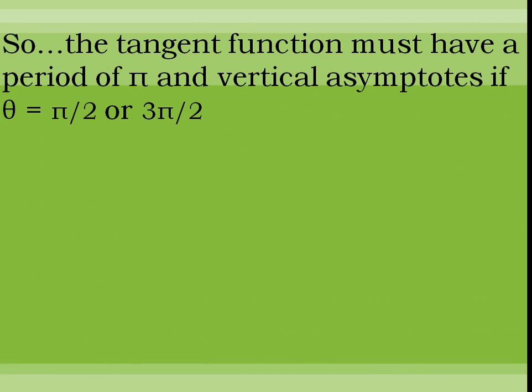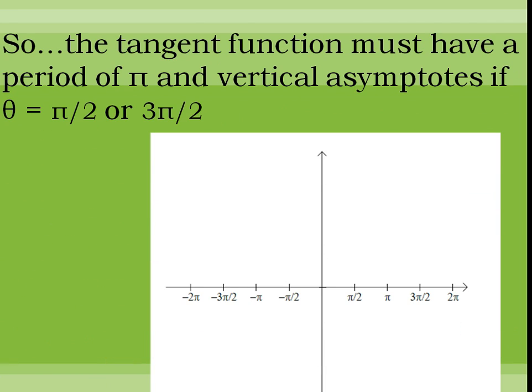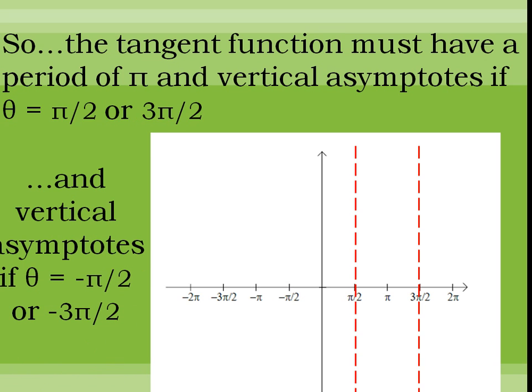So what does this mean? Well, if I were to set up a graph, we would end up with vertical asymptotes. And where would these vertical asymptotes be? Well, at rotations of pi over 2 and 3 pi over 2. Now it's also logical to say that if instead of going counterclockwise on my trig circle, I would go in the clockwise direction, well then I would end up with asymptotes at negative pi over 2 and negative 3 pi over 2 as values of theta.